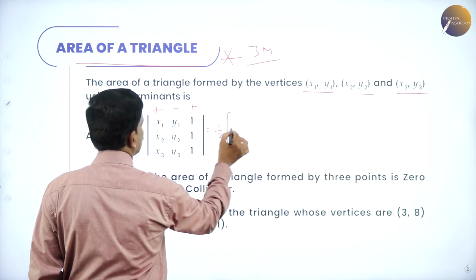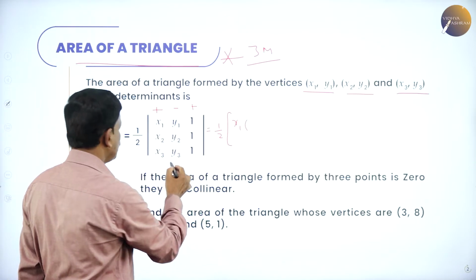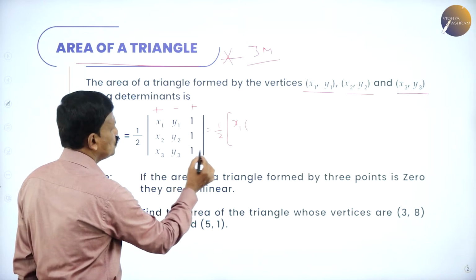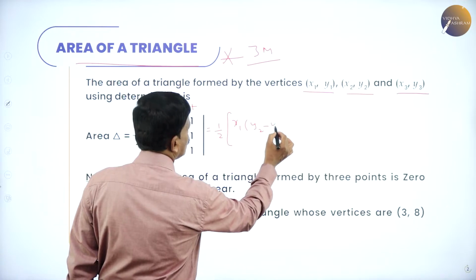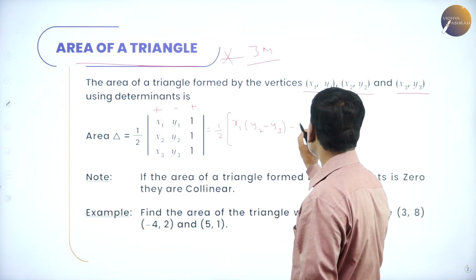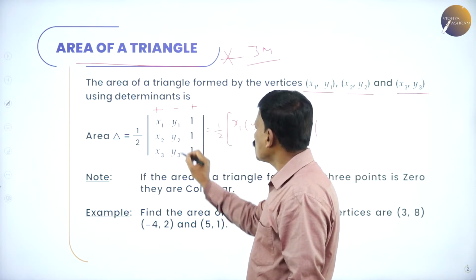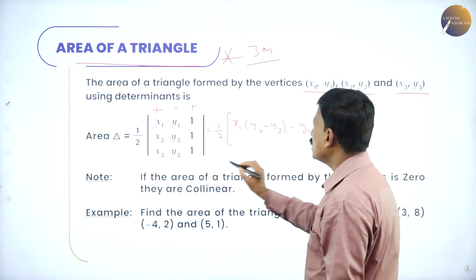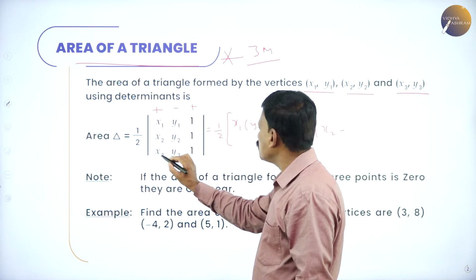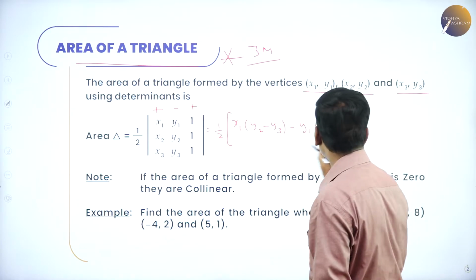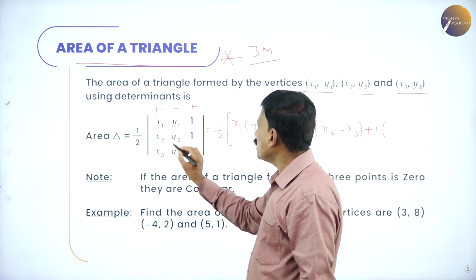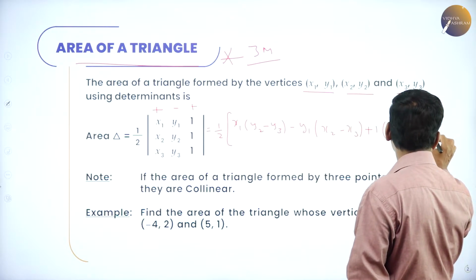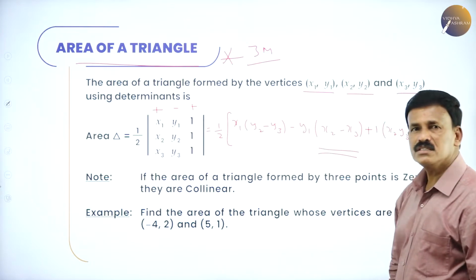Expand this, plus, minus and plus. x1 into, delete the row and column containing x1. This is gone. What is remaining is y2, 1, y3, 1. y2 into 1 is y2 minus y3 into 1 is y3. Again, minus y1 into, this row and column is deleted. x2 into 1 is x2, minus x3 into 1 is x3. Again, plus 1 into, delete the row and column containing this, x2 into y3 minus x3 into y2. So, if you simplify this, you will get the required area of a triangle.